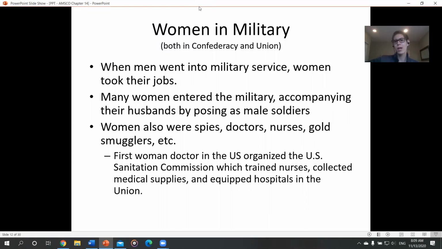And the first woman doctor in the US actually organized a commission to train future nurses, to collect medical supplies, and to create hospitals for the Union. And so women really played a crucial role in the Civil War.